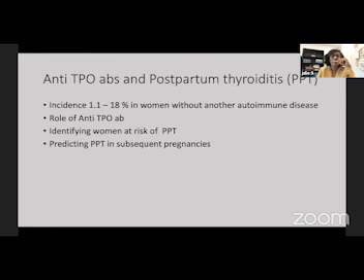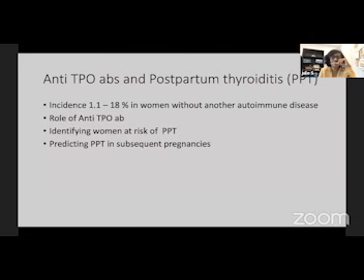Moving on to another entity, which is postpartum thyroiditis. The incidence of postpartum thyroiditis in the reported literature is widely variable, between 1.1 to 18%. And the reason it's so variable is because it depends on the time of pregnancy that the antibodies were measured, the screening tools used, antibody titers, iodine status, all of that.